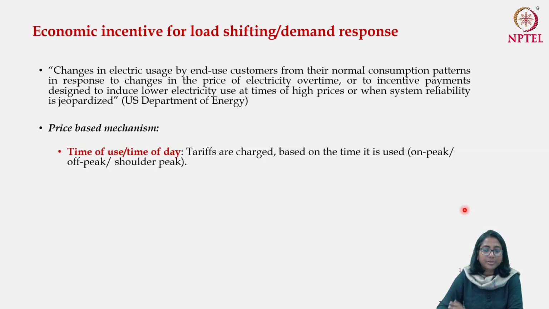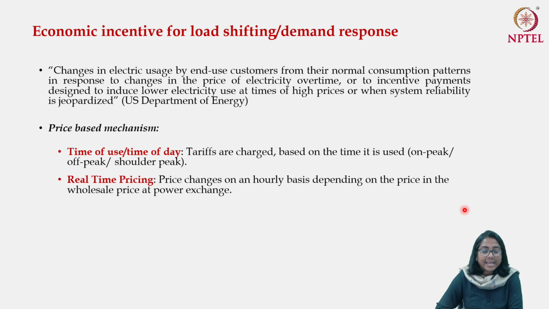Some of the common ones are as follows. One is time of use or time of the day. This is something we have been discussing. Tariffs are charged based on the time of use. The off-peak period has lower tariff and the peak period will have higher tariff to incentivize the load shifting. The second one is called real-time pricing. So the price changes on an hourly basis, not depending on the peak or off-peak period. There is more disaggregation. It is hourly, depending on the wholesale price at the power exchange where the electricity is being bought and sold.